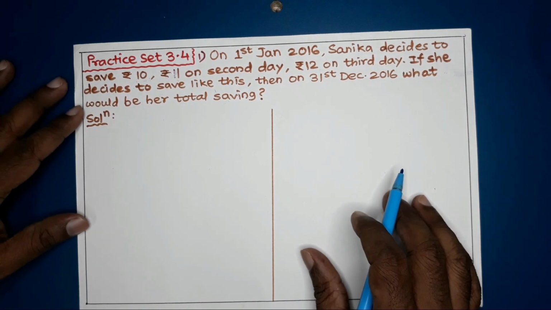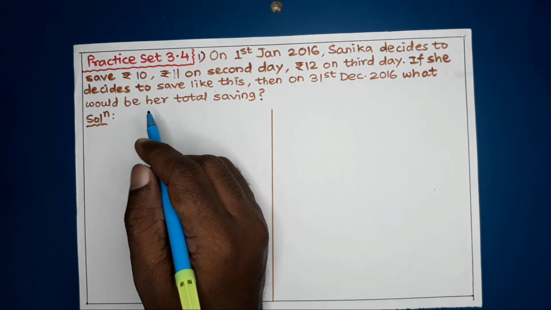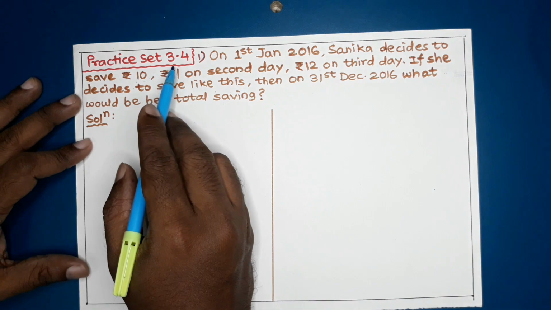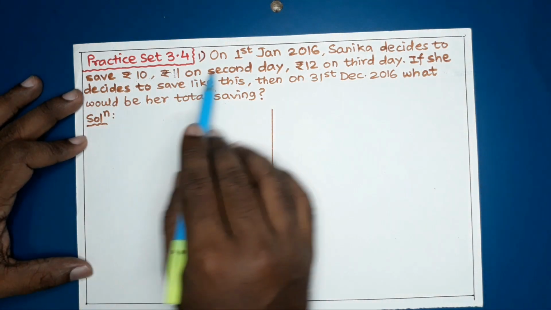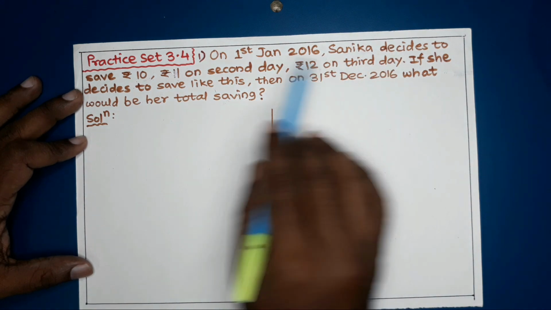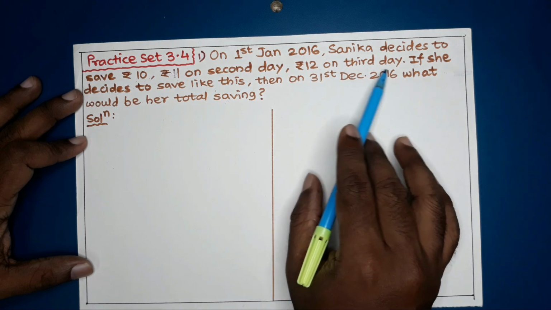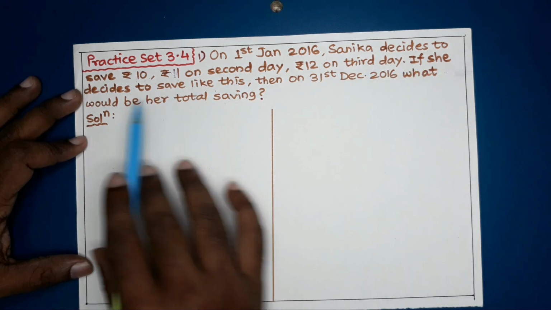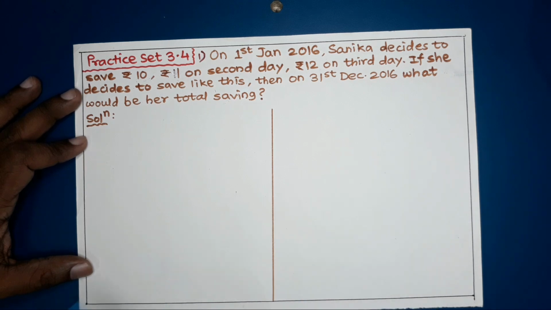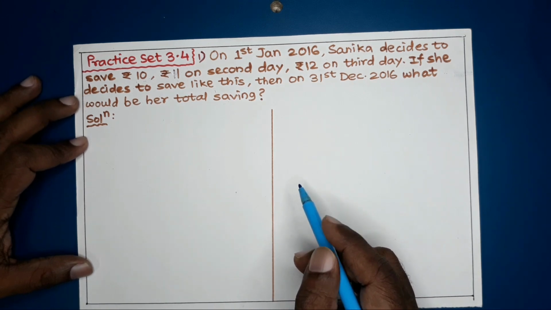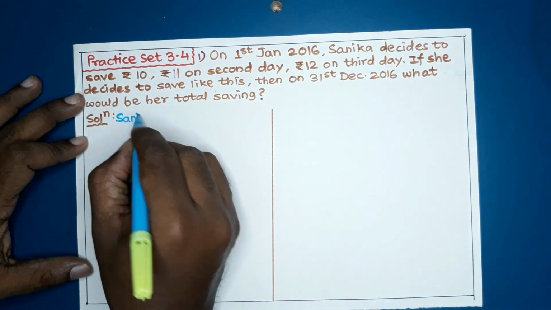So friends, let's solve some examples related to the application of arithmetic progression, that is, word problems. I will start with the first problem from practice set 3.4. On 1st January 2016, Sanika decided to save rupees 10, rupees 11 on the second day, rupees 12 on the third day in such a manner. If she decides to save like this, then on 31st December 2016, what would be her total saving?